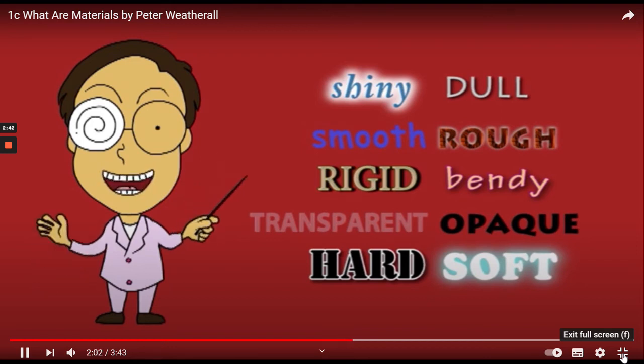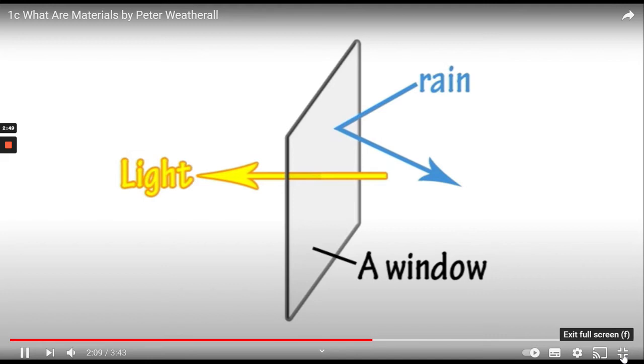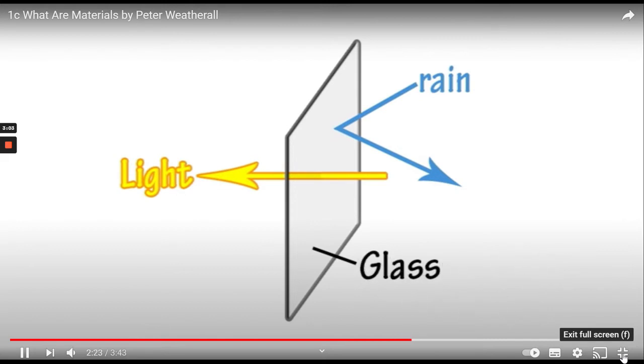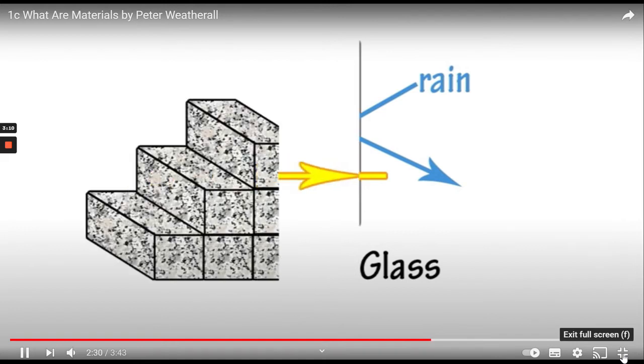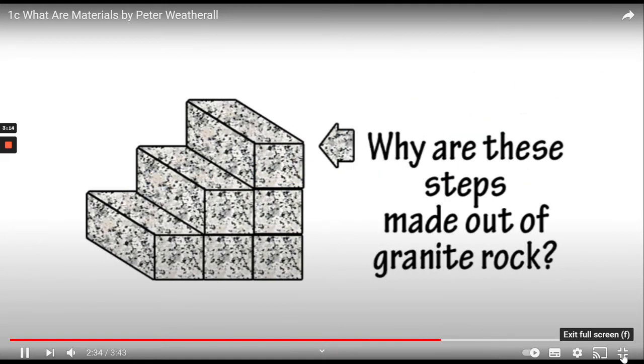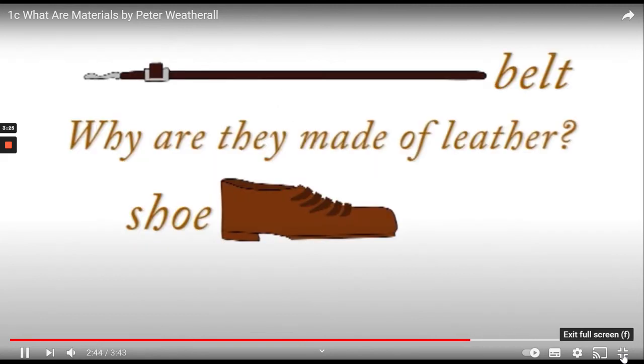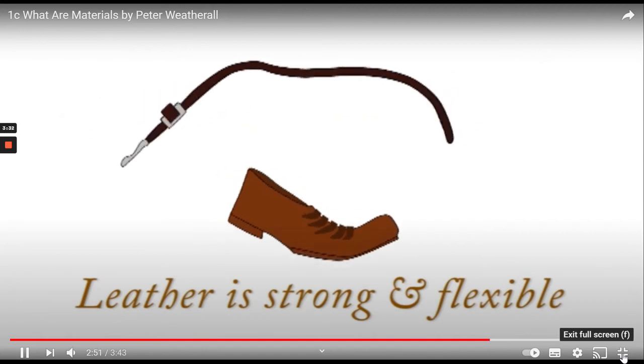The properties of a material make it more useful for some purposes than others. For example, a window is designed to let the light in and to keep the rain out. So we want to choose a material that is both transparent and waterproof when making a window. Glass is transparent and waterproof, so it is a useful material for making windows out of. What property of granite rock makes it useful for making steps? Granite rock is hard. What properties of leather make it useful for making shoes and belts? Leather is flexible and strong.